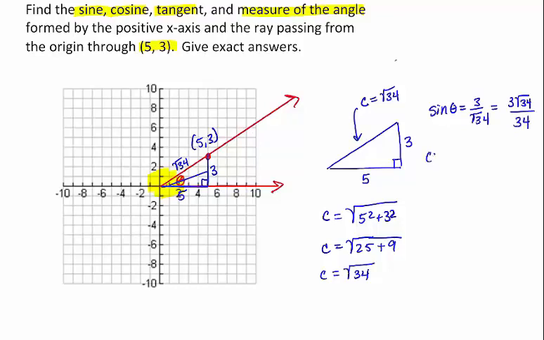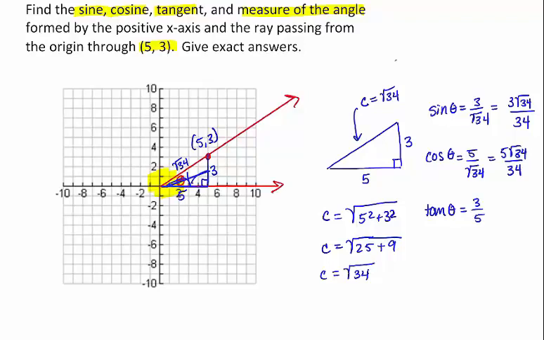We also want the cosine of theta. That's going to be the adjacent over the hypotenuse, so that's going to be 5 over the square root of 34, which is going to result in 5 square roots of 34 over 34. And the tangent of theta is going to equal the opposite over the adjacent, which is 3/5.